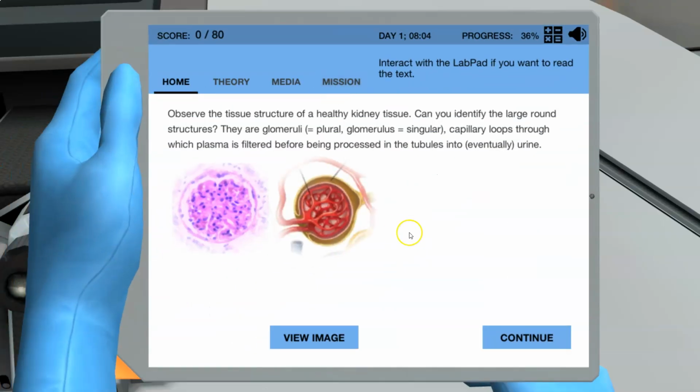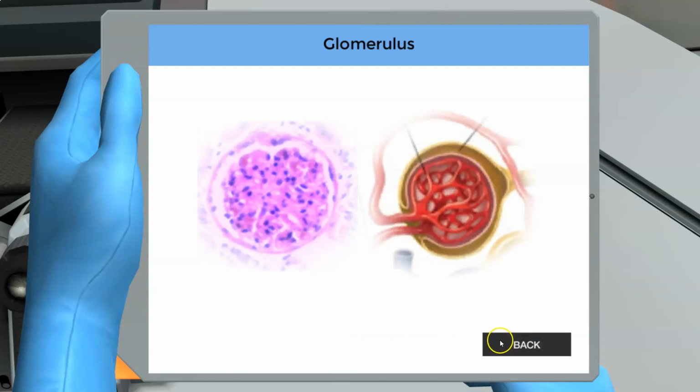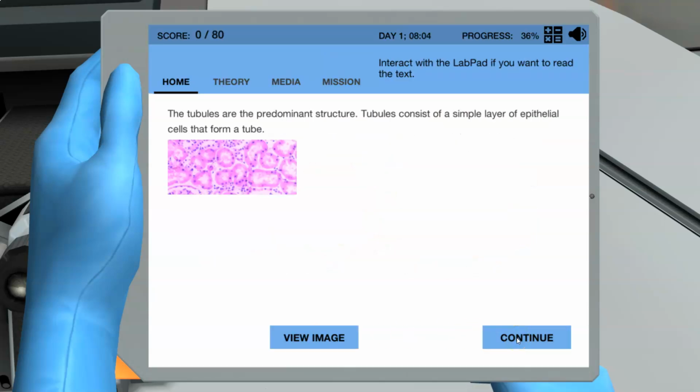Observe the tissue structure of a healthy kidney tissue. Can you identify the large round structures? They are glomeruli, capillary loops through which plasma is filtered before being processed in the tubules into urine. The tubules are the predominant structure. Tubules consist of a simple layer of epithelial cells that form a tube.